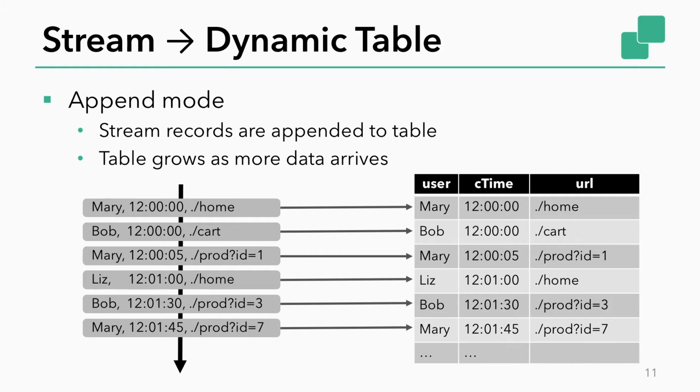So here's a simple visualization of that. On the left-hand side, you can see the stream with events which have a certain schema. Of course, all the data needs to have the right format to be converted into a relational table. And this is then mapped one-to-one into a relational table, into a dynamic table, which grows with each event that arrives on the stream. So this is the first conversion mode.